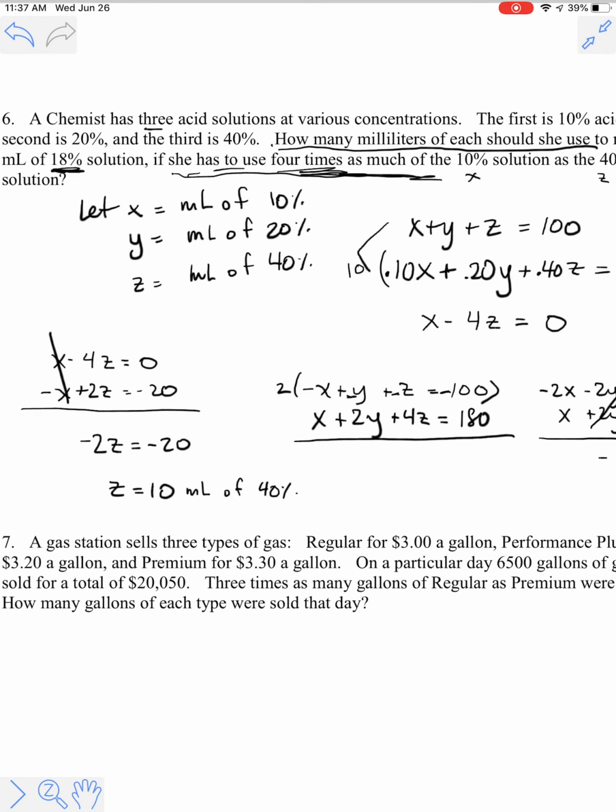And it says here in this statement that this chemist is going to use 4 times as much of that for the 10% solution, so I know that x is going to be 40 milliliters. Now that's already 50 milliliters, and this chemist is only going to use 100 milliliters total. So since there's already 50 milliliters being used by the 40 and the 10% one, I know that 50 milliliters is going to be the 20% solution.